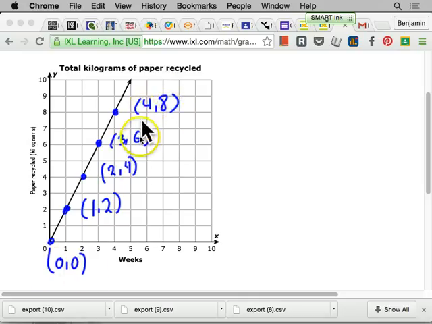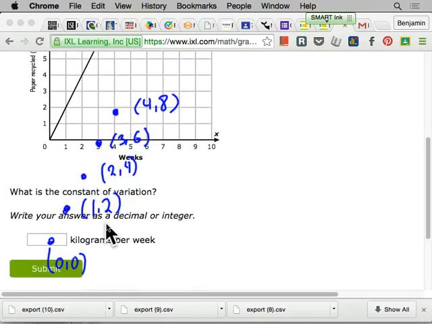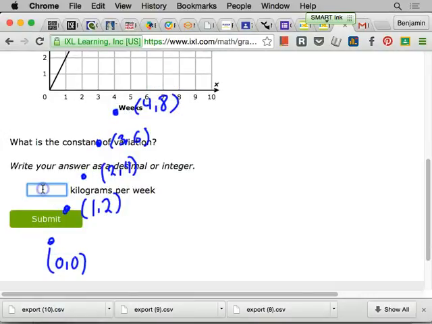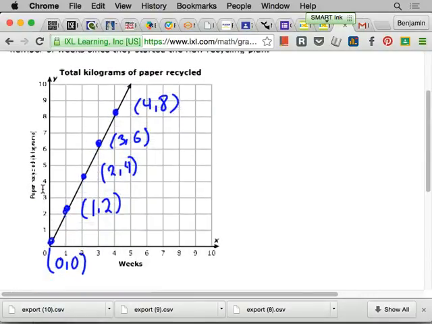And here's what's cool. 8 over 4 is 2, 6 over 3 is 2, 4 over 2 is 2, 2 over 1 is 2, and 0 over 0 we always don't use. So even though this is going to follow me, I know I can scoot down here, and the answer is 2. Now what's probably more important is, what does that 2 mean?